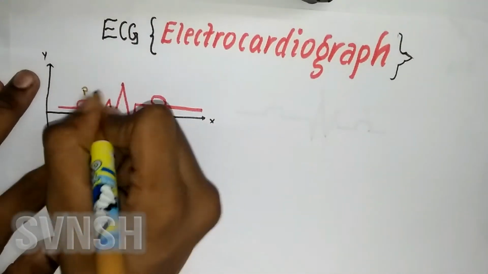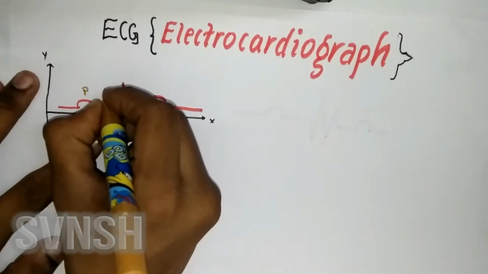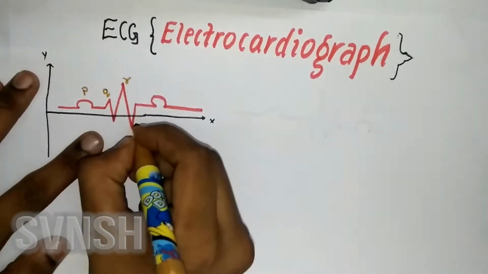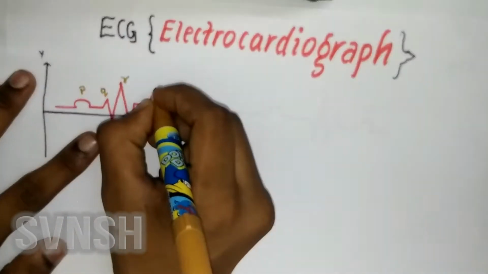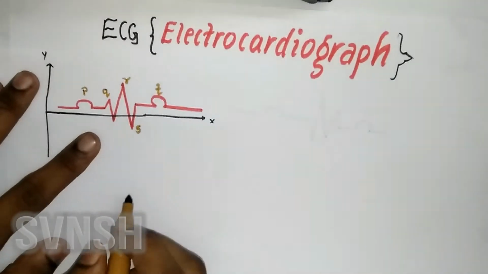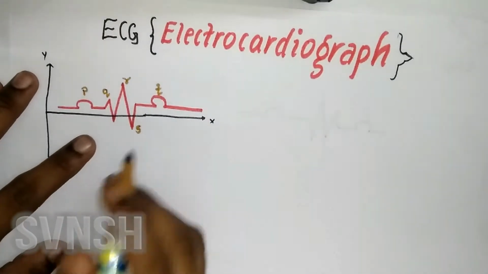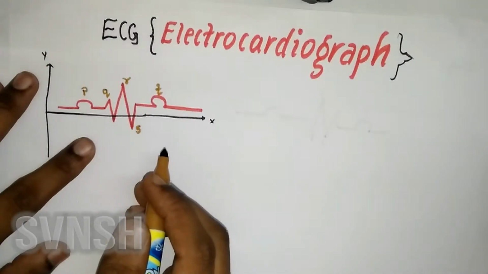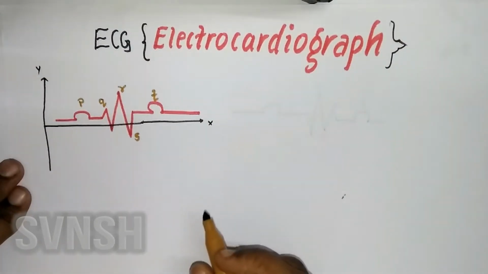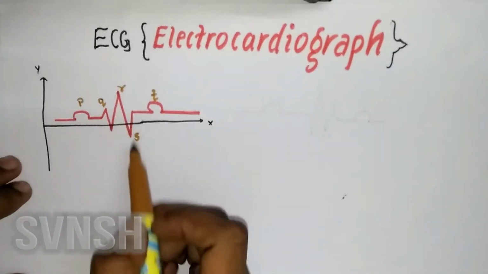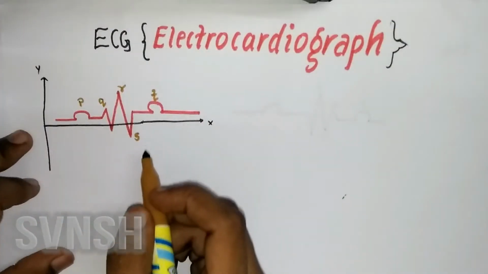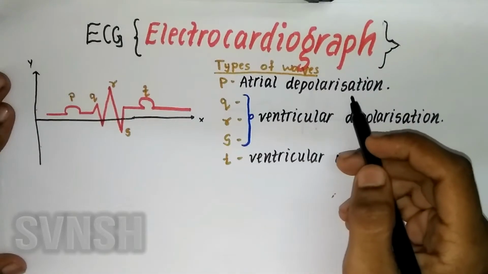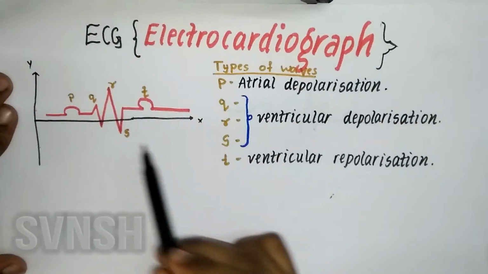This shows us the P wave, Q wave, R wave, S wave, and T wave. And this is the graph. Now what are these PQRST waves? Let's study. There are 5 types of waves as we labeled here.